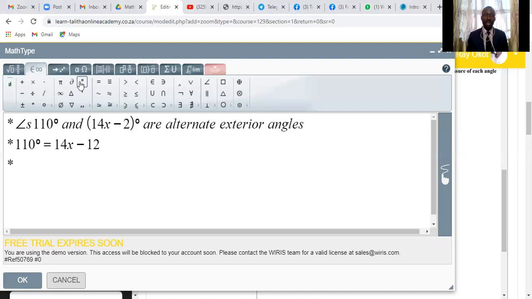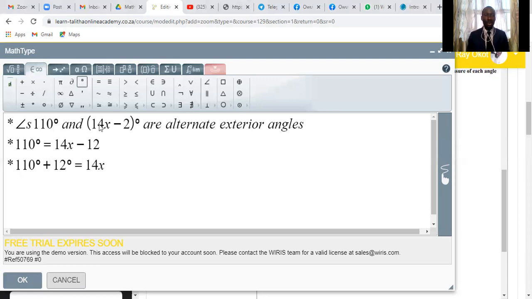And so in the next step to find the value of x, what do we do? We do what is called collection of like terms. The terms that do not have x attached to them are known as like terms, and we put them together. In other words, onto 110 degrees, we add what? We add 12 degrees. Now we have grouped, or collected, the like terms together.